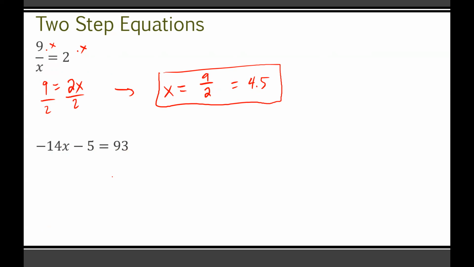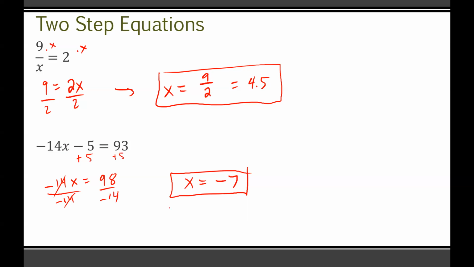These are like the ones we introduced last class. This is where reverse BEDMAS becomes really important. We need to get rid of this minus 5 that's happening to the x first. So let's add 5 on both sides. This will give us negative 14x equals 93 plus 5, which is 98. And then we need to divide by negative 14 on both sides. So this will leave us with x equals 98 divided by negative 14. I'm pretty sure that that's going to give us negative 7 as our answer, because a positive divided by a negative is going to be a negative.